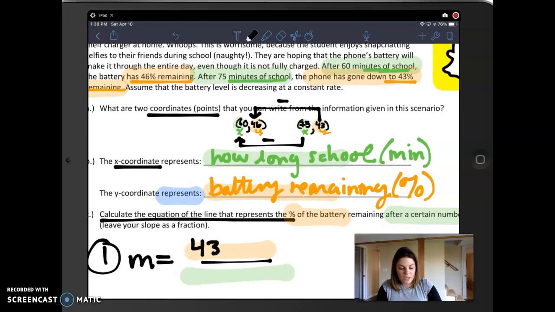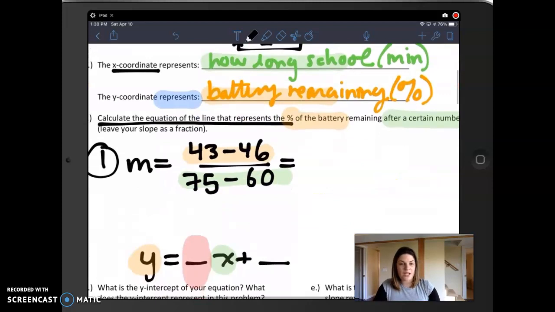Do you have to do it that way? No. Are there more than one ways to figure this out? Yes, but this is the way I taught it before. It's the way I'm going to teach it again. So we have our x's are 75, and we need to subtract 60. Now, if we did this by hand, kind of like the way we talked about it before, we were saying, okay, so that means it goes down 3% every 15 minutes.